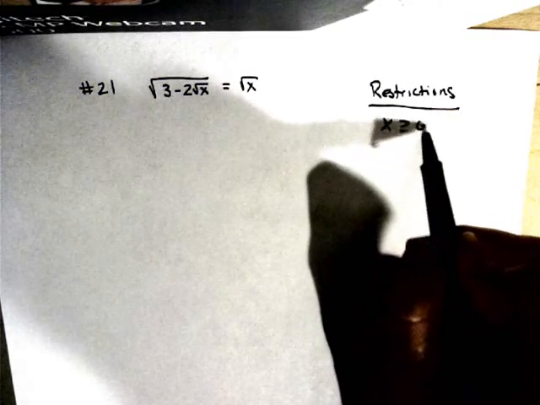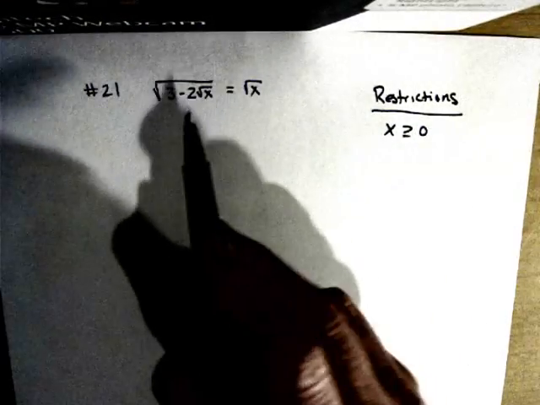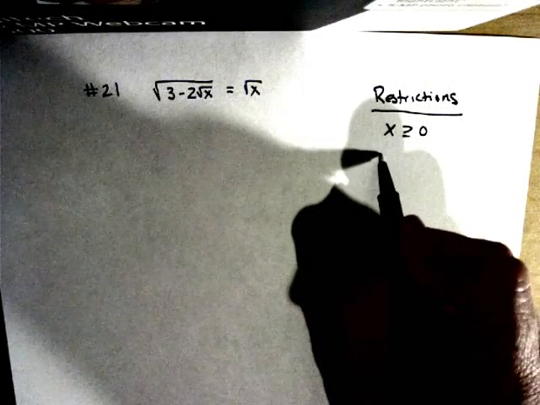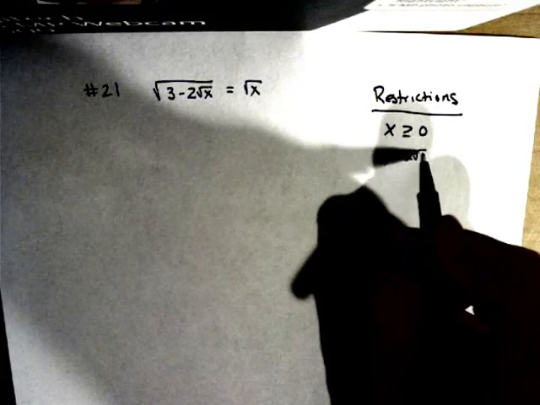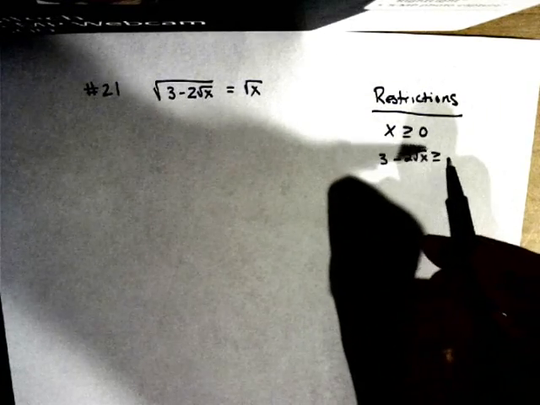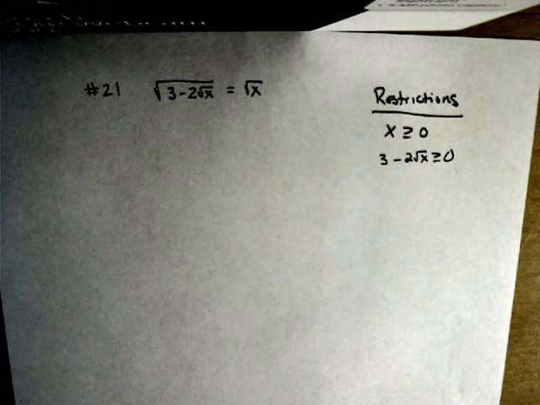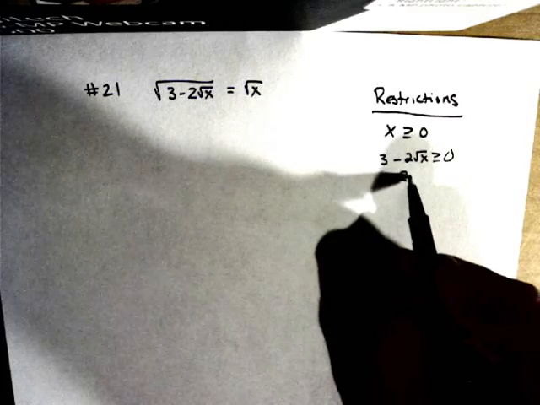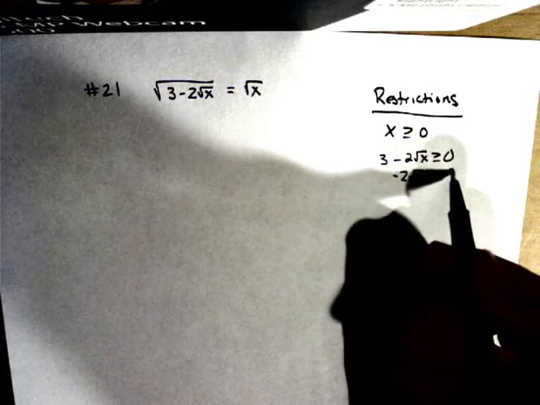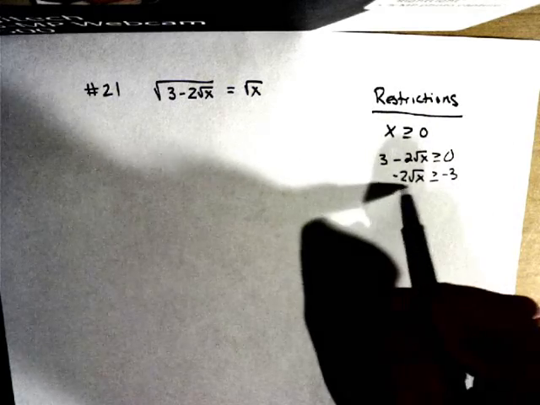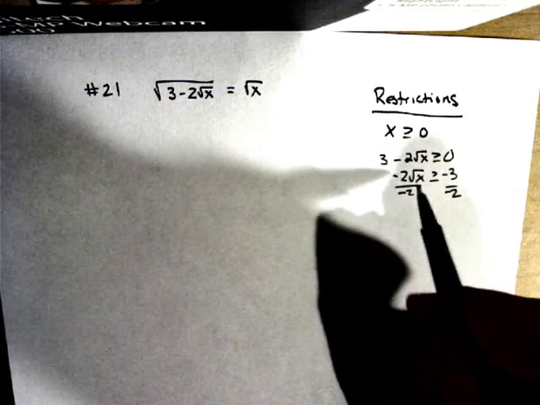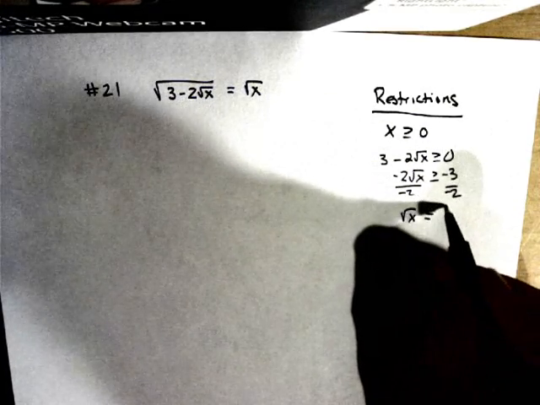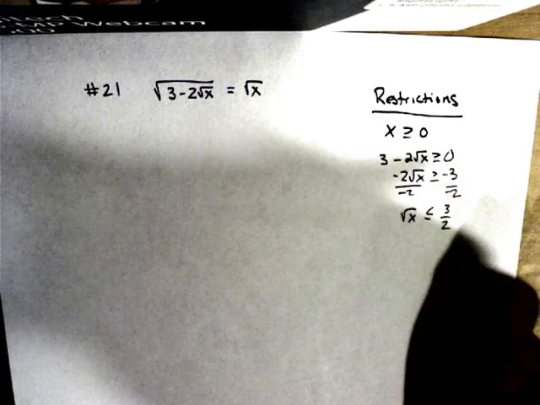X has to be greater than or equal to 0. And this entire expression over here has to be greater than or equal to 0. 3 minus 2 radical x has to be greater than or equal to 0. Let's subtract 3 from both sides. We'll end up with negative 2 radical x is greater than or equal to negative 3. We'll divide by negative 2. When we divide by a negative, we have to flip the inequality, and that becomes a positive 3/2.